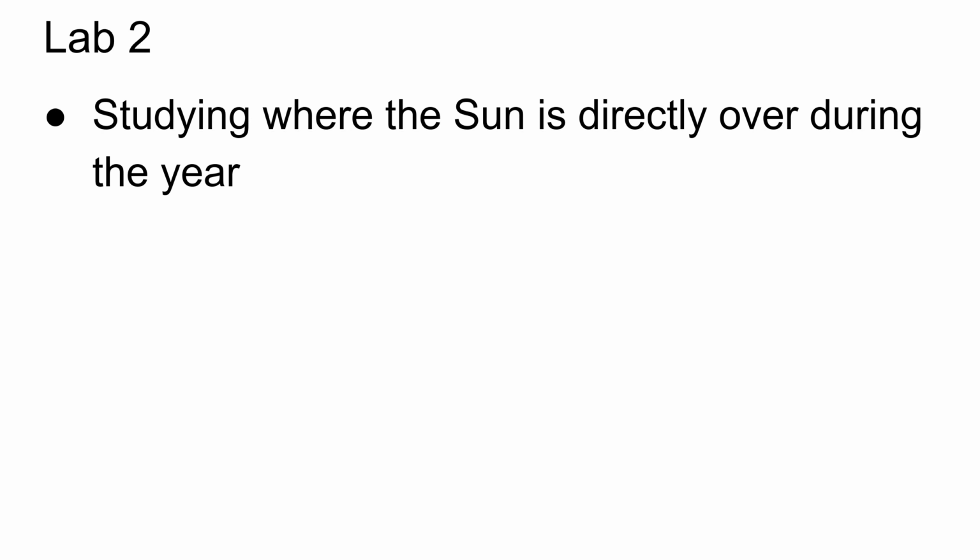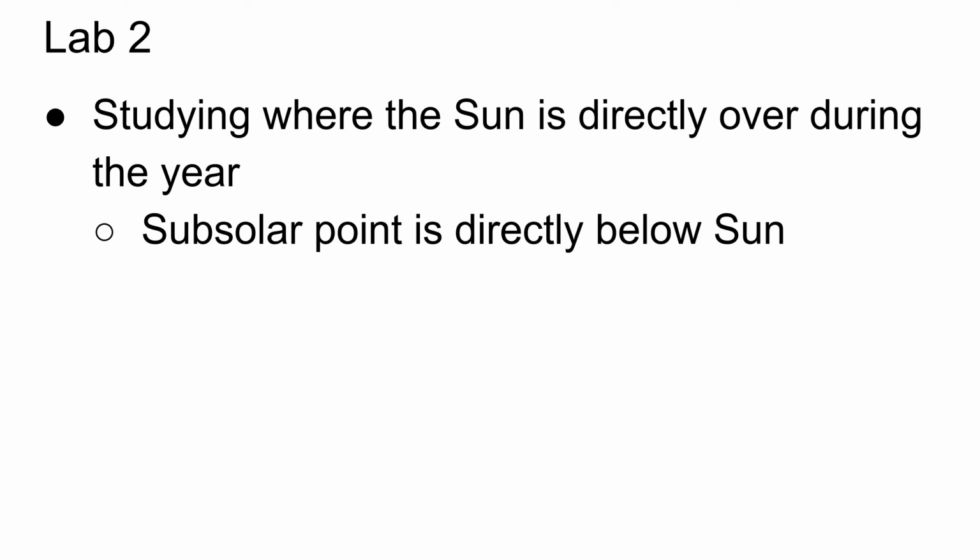So we're going to study later on, one of the things that's important, where the sun is directly over during the year. The name of that location is the Subsolar Point. So if you imagine the sun shining on the Earth, it's hitting some point at a 90-degree angle. We call that the subsolar point.